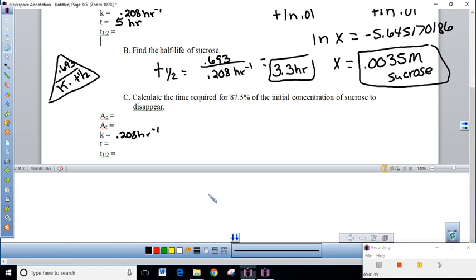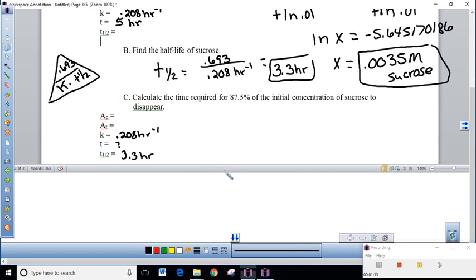And so we're looking for time this time, so I don't know that. I could put this in if I wanted, 3.3 hours. So 87.5%. Now I could take 87% of that original amount and work with that original amount, but here's going to be my suggestion. Anytime you're dealing with percentages, you could always let the original amount be 100, and then the remaining amount be how much percentage is remaining. This says calculate the time required for 87.5% of the initial concentration to disappear.